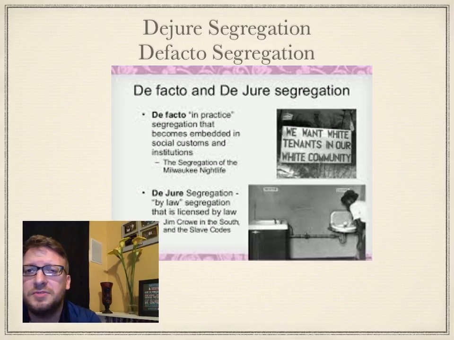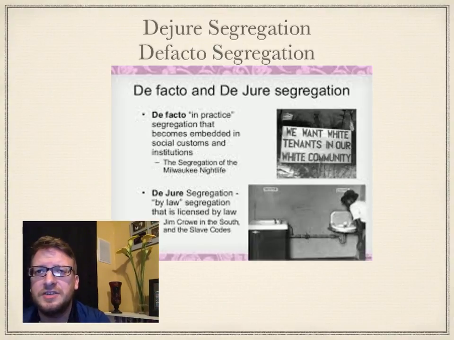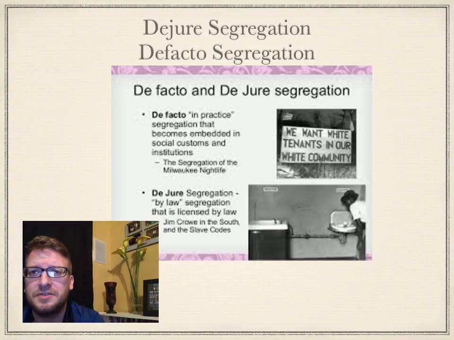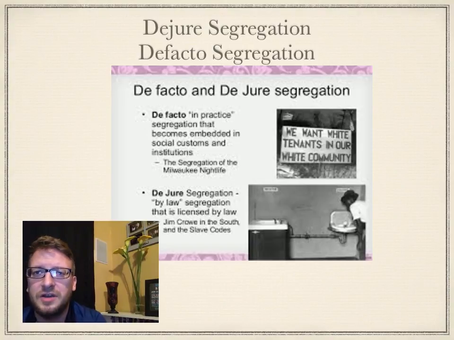Now, there exist two types of segregation. There is de jure segregation and de facto segregation. Now, de jure kind of sounds like jury, right? It is by law, and it was licensed by law. These were the Jim Crow laws in the South, as well as the slave codes, meaning if you broke this, you could potentially go to jail.